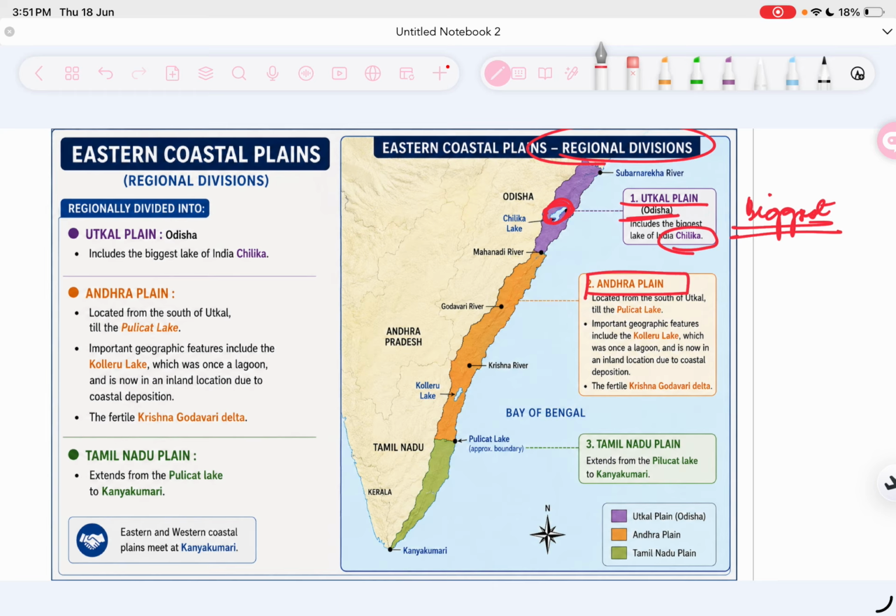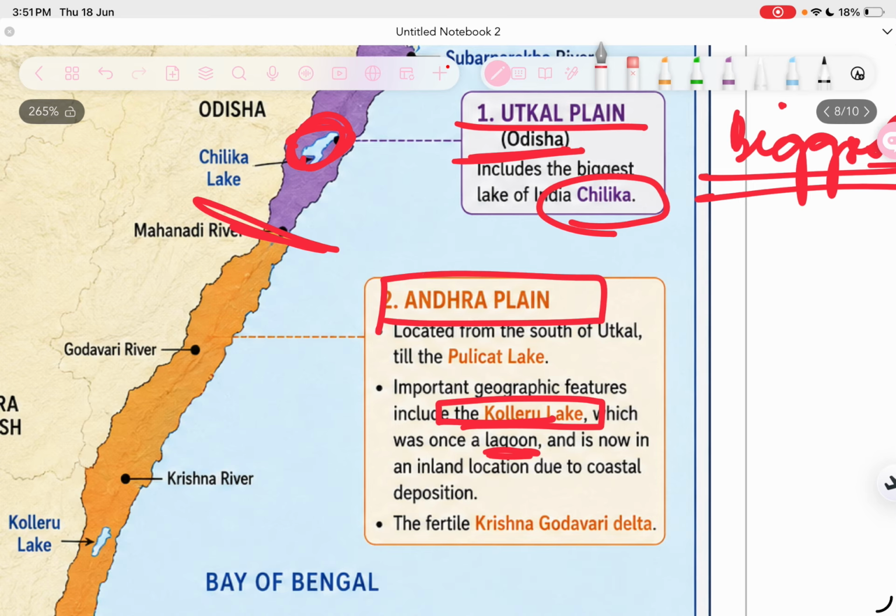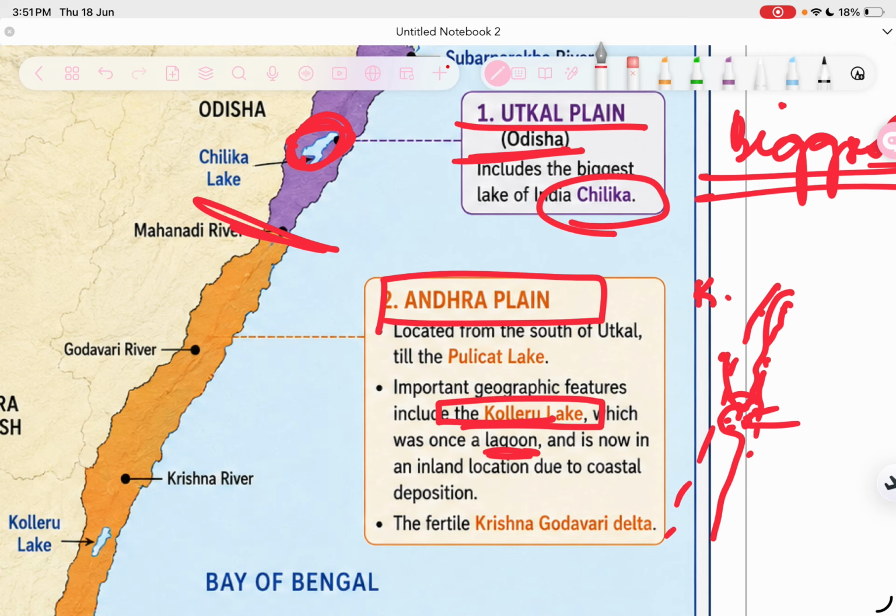And when we talk about the Andhra plain, it is to the south of the Utkal plain, and it has an important feature which is Kolleru Lake. Kolleru Lake was once a lagoon, but due to the constant deposition of the Krishna and Godavari deltas, it has now basically become an inland location. For example, earlier this used to be Kolleru Lake, but now due to constant deposition it has been filled up and has become a part of the inland, because constant deposition has been made here.